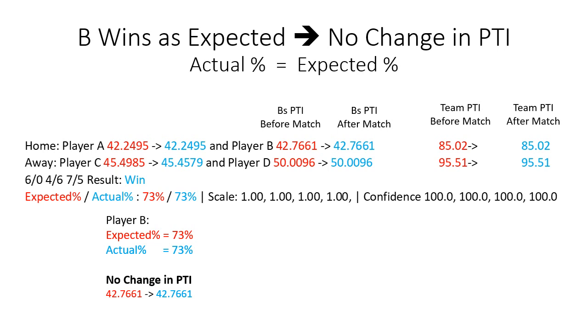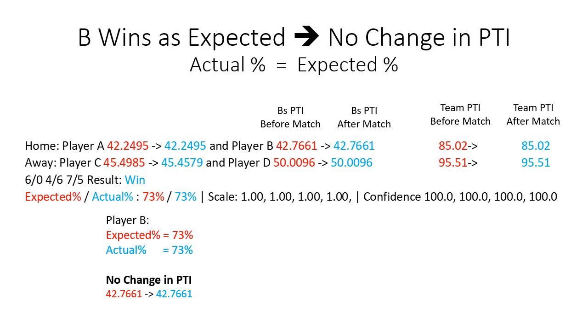The second line shows this data for the away team. Player C and D's PTI before the match are 45.4985 and 50.0096 respectively. Their team combined PTI is 95.51. This particular match data is presented from player B's and hence the home team's perspective.